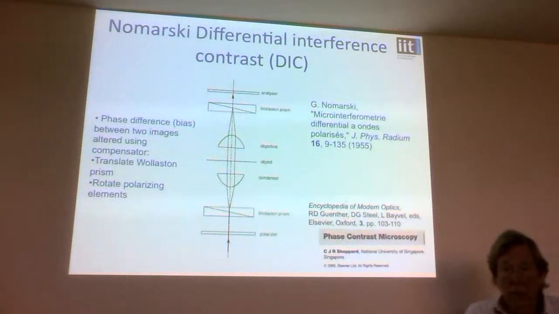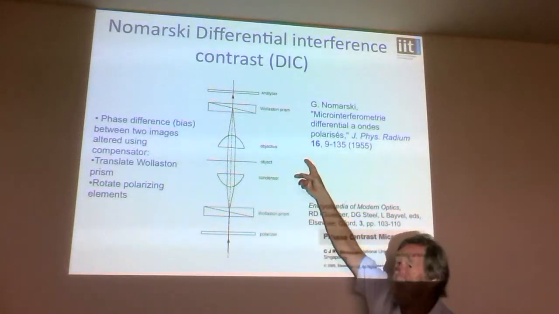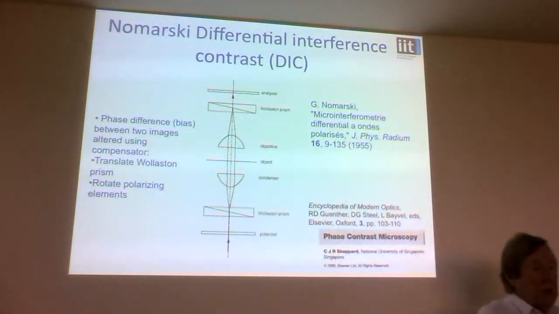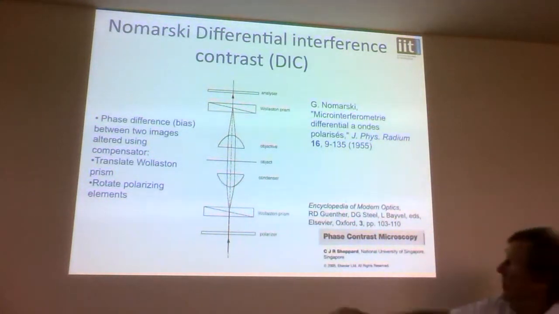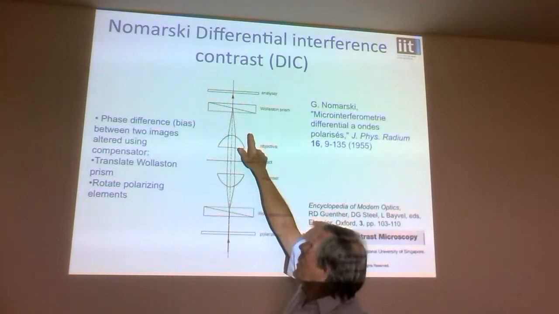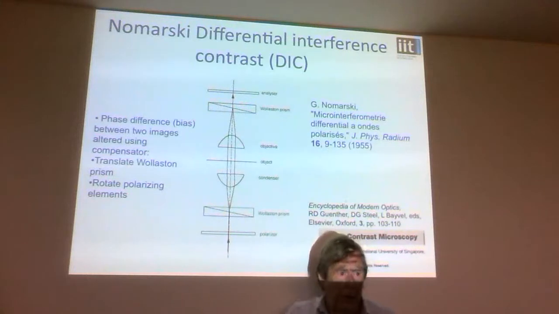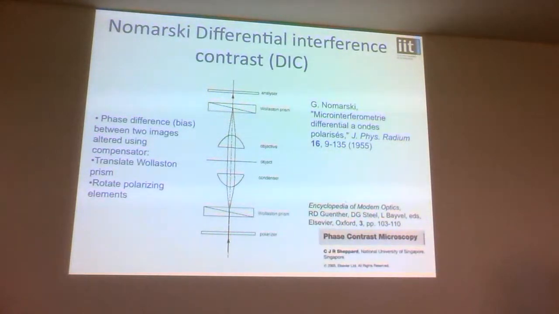Nomarski. What you do there is you have these Wollaston prisms, and the Wollaston prisms split one beam into two. It's like a birefringent element, so you see these two beams go through the sample, and then they're combined by the second Wollaston prism, and you get interference between those two images. So it's like a sort of shearing interferometer.